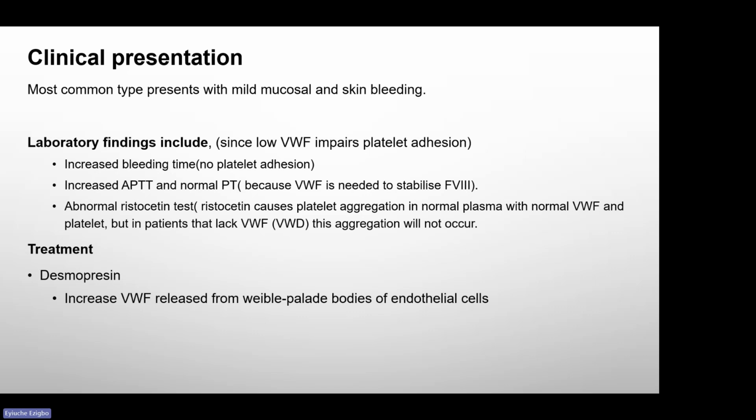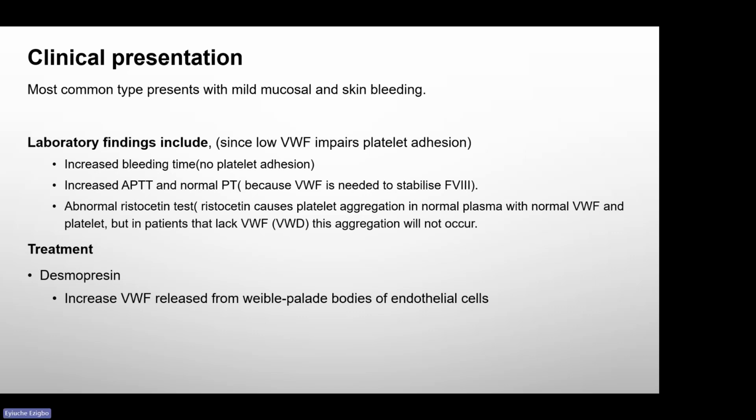APTT is involved because von Willebrand factor also serves as a carrier molecule for factor 8. When it is not there, factor 8 is destroyed from circulation faster. So factor 8 may temporarily not be there to participate in secondary hemostasis. That is why APTT is affected in von Willebrand disease, because of its ability to bind and stabilize factor 8 in the circulation.